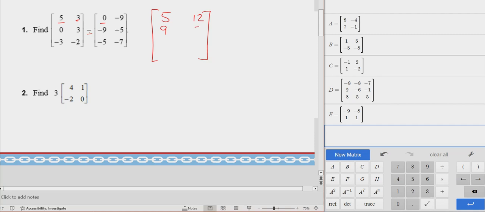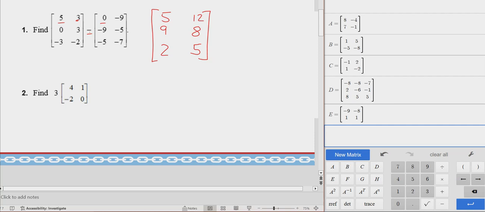3 minus a negative 5 is 8. Negative 3 minus a negative 5 is 2. And 2 minus a negative 7 is 5. Negative 2 minus a negative 7 is 5. Again, you could enter that into your calculator and work that way if you wanted to.